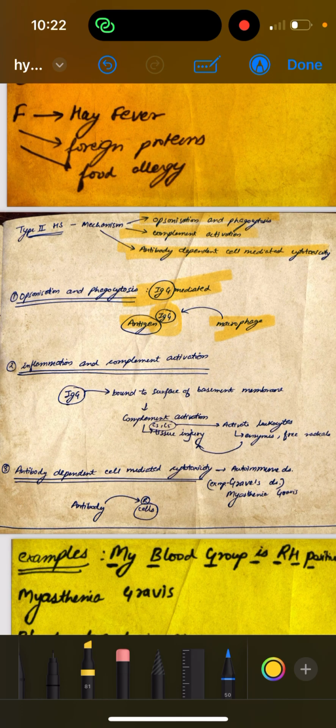Some antigens are so dangerous that macrophages can't directly eat them. So with opsonization, some coating should be there so that the macrophage can identify that antigen. Basically, IgG antibody will come and bind to the antigen and make it tasty, and then the macrophage can identify it and eat it.